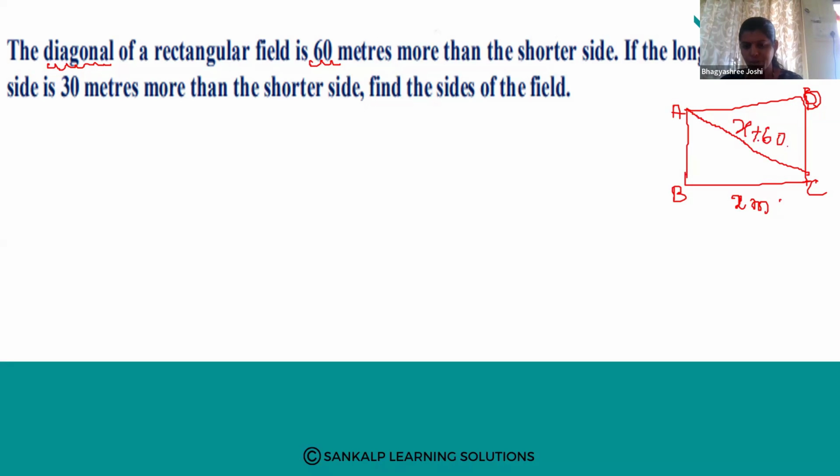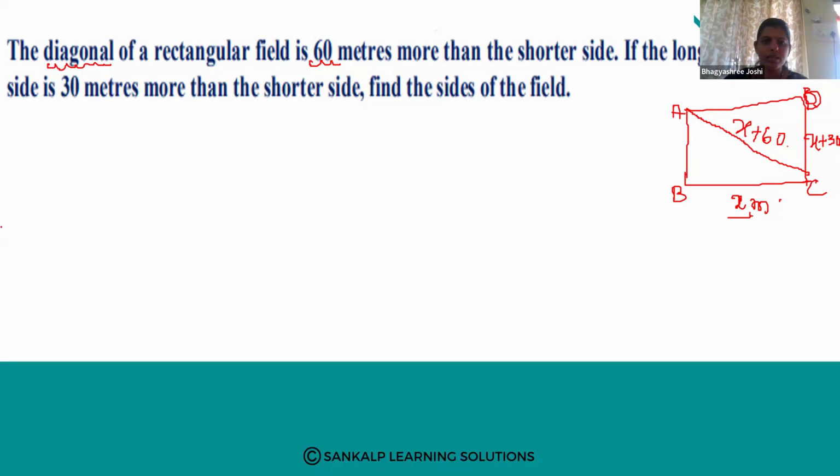Understood? Next. If the longer side is 30 meters more than shorter side, find the sides of the field. See, this is the shorter side and if I consider this is the longer side, it is 30 meters more than the shorter side. So this is x plus 30. So shorter side is x and longer side is x plus 30, 30 meter more than the shorter side.